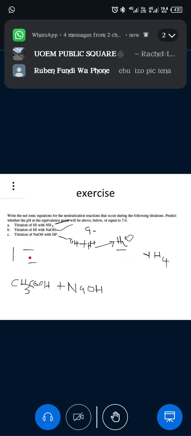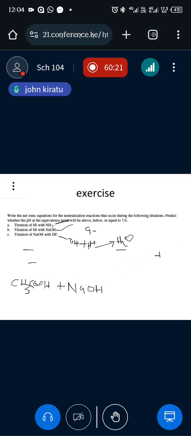And these are neutral. So I want us to determine the indicator for this reaction. This is a weak acid and a strong base. What we usually get after doing this, we get acetate ions, which are negative, CH3COO negative, plus water.